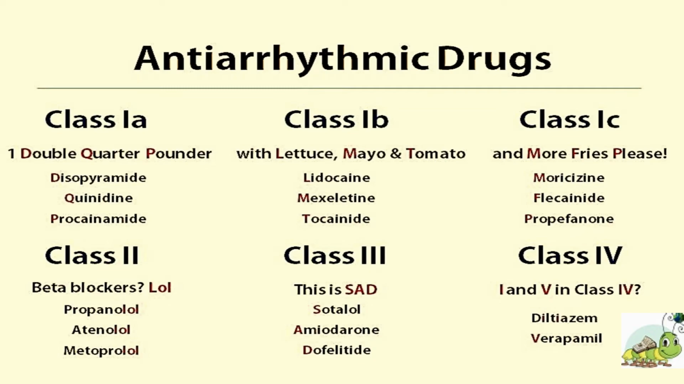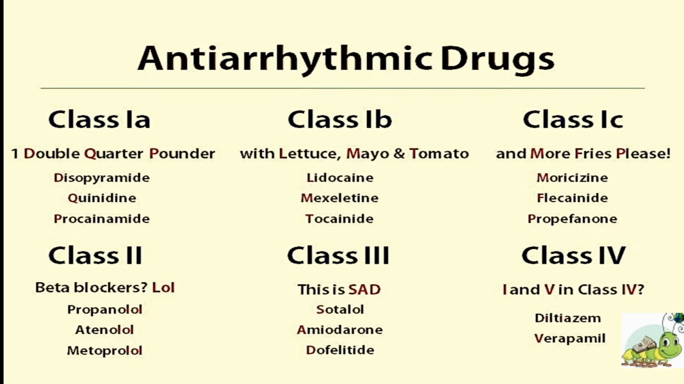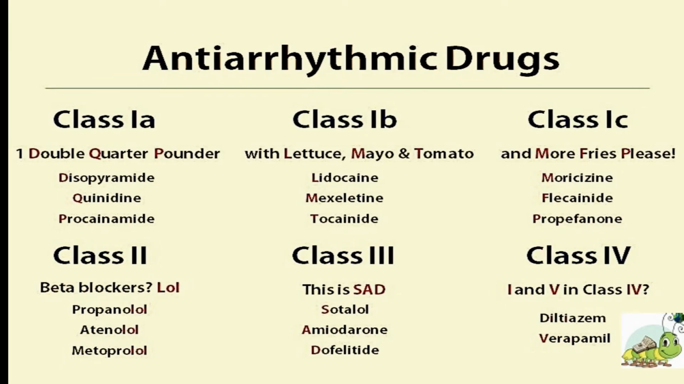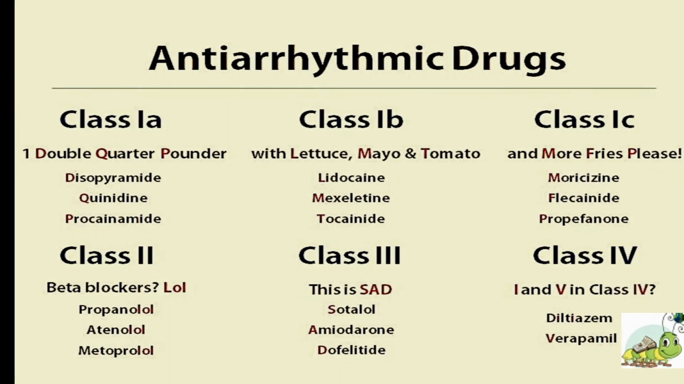These class 1 antiarrhythmic drugs have 3 types. That is, the class 1A drugs prolong the refractory period and slow conduction. Type 2, that is class 1B agents, shorten the duration of the refractory period. And type 3, the class 1C drugs, slow conduction.